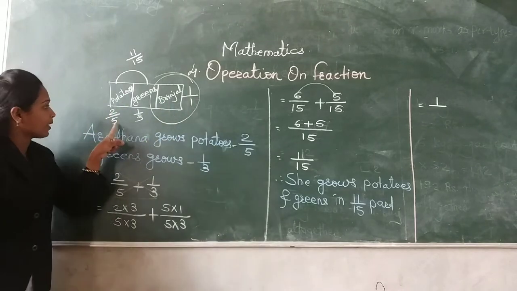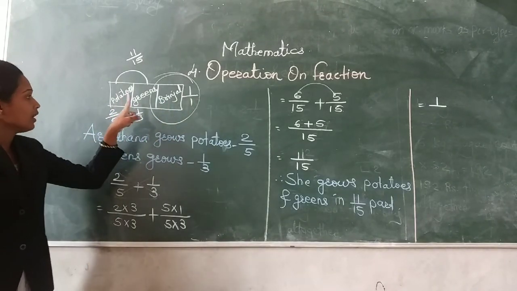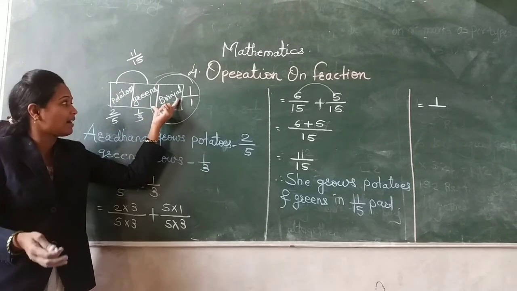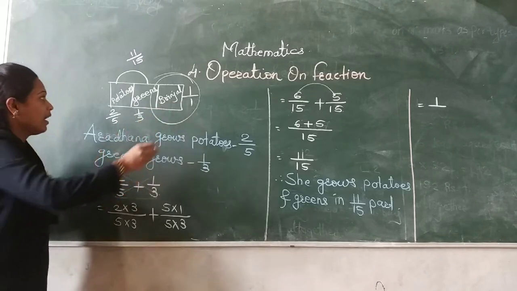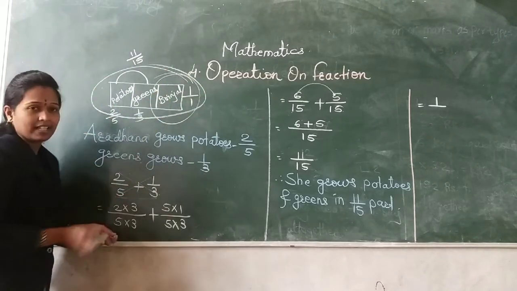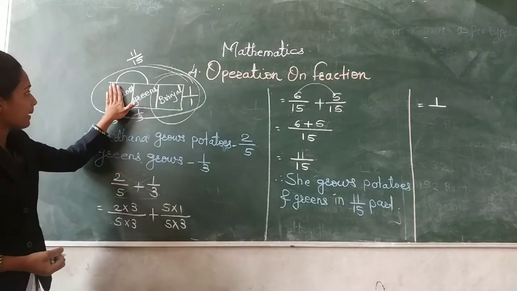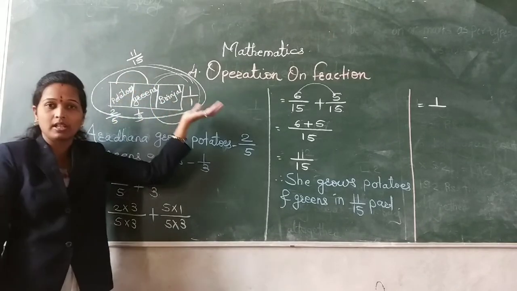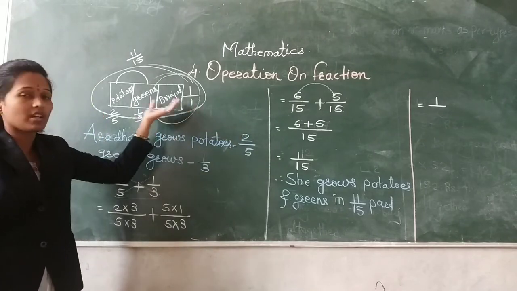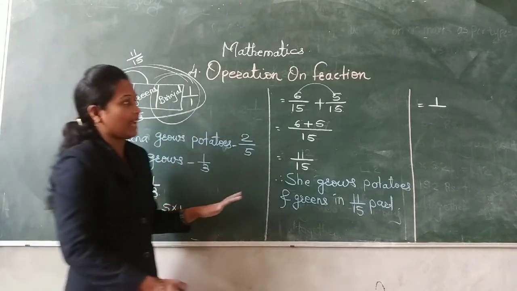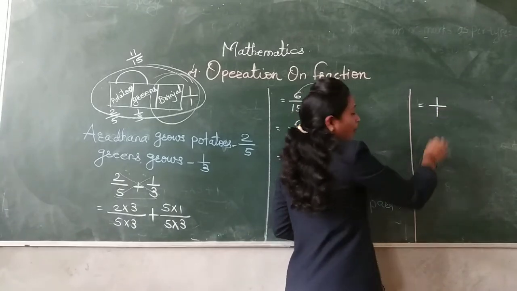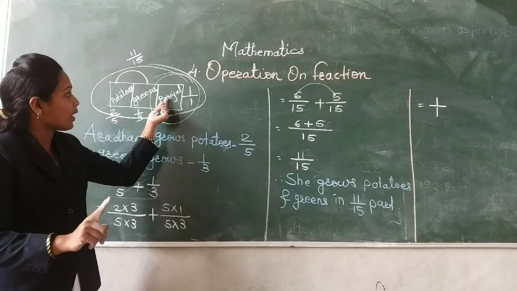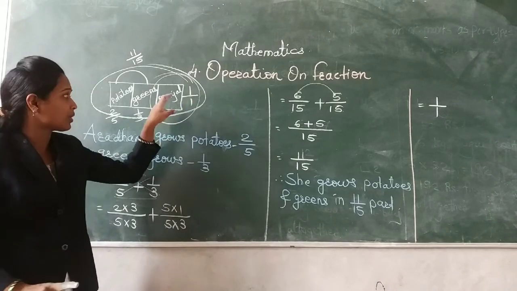It means 2 upon 5th part she grows the potatoes, 1 upon 3rd part she grows the greens. But for brinjal, how much part, they have not given. That's why I have shown you the figure in this way. 3 parts are there. First part she grows the potatoes, second part she grows the greens, and third part she grows the brinjals. But brinjal, how much part, they cannot show in our example, so we have to take 1 upon 1 part. In a single part, it means the remaining 1 part is there. So 1 upon 1 part she can grow the brinjals.